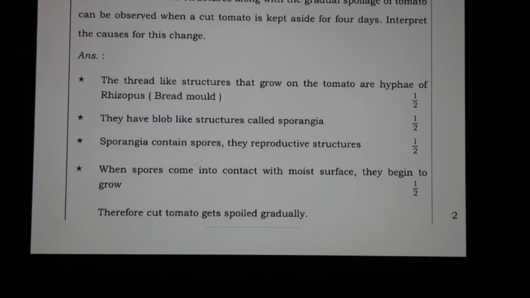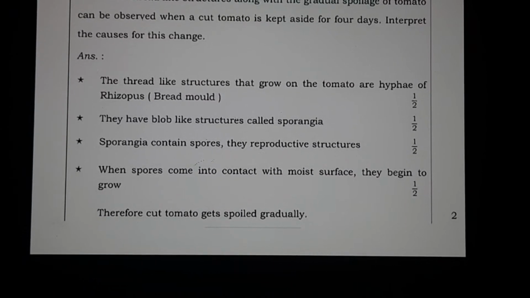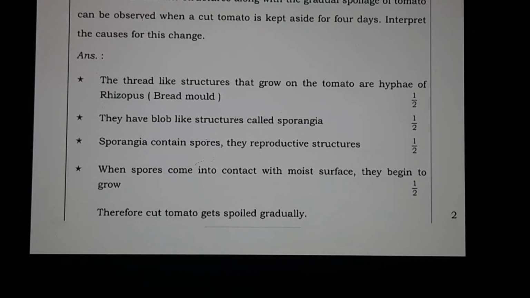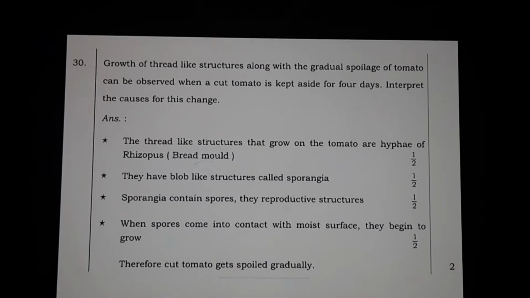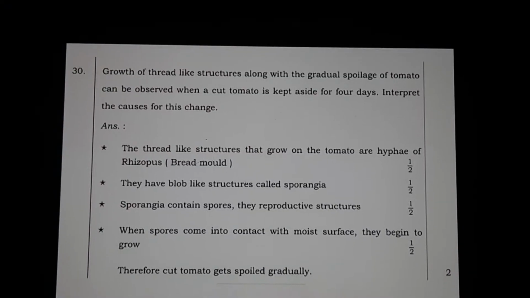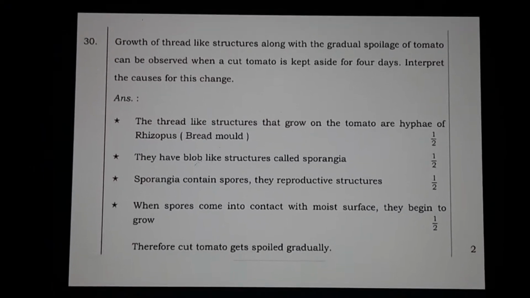They bear blob-like structures called sporangia. This is for half marks. Sporangia contain spores. They are reproductive structures. Half marks. When spores come into contact with a moist surface, they begin to grow. This is for half marks. Therefore, cut tomato gets spoiled gradually.